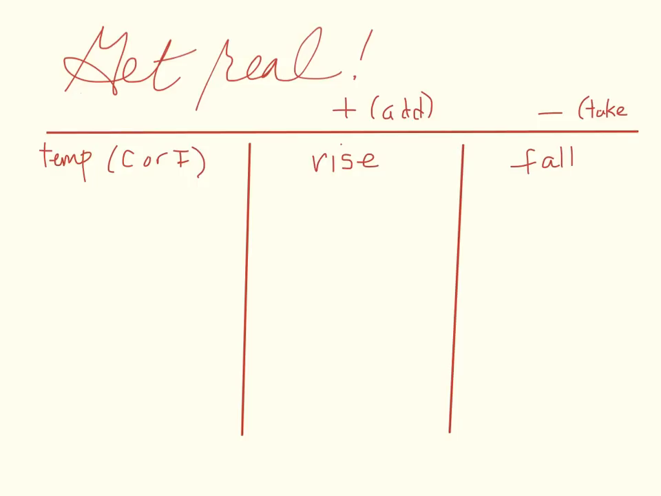So temperatures can fall from 100 degrees down to 90 degrees. It's still hot. It's still a positive number. Sorry, I don't have room to put this in. There we go. Take away. I took away 10 degrees. It's still a positive answer. So there is a big difference between add and positive and subtract and negative.